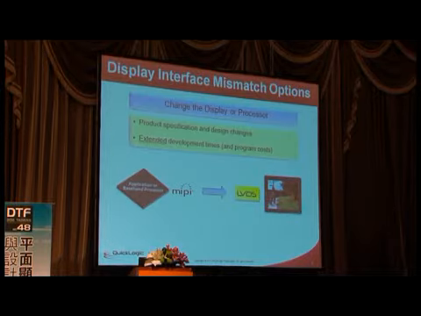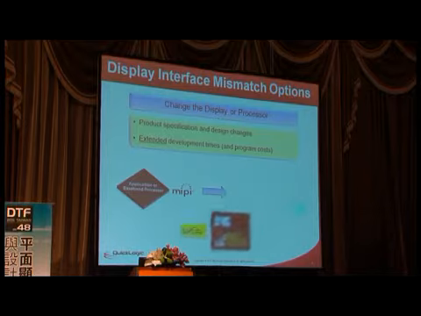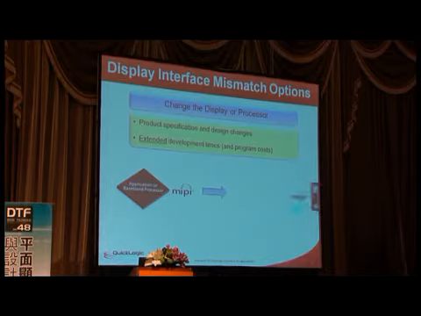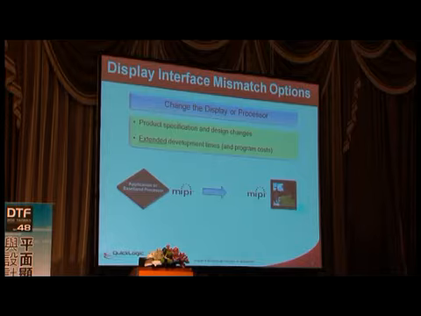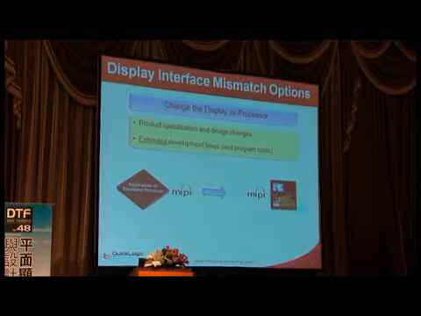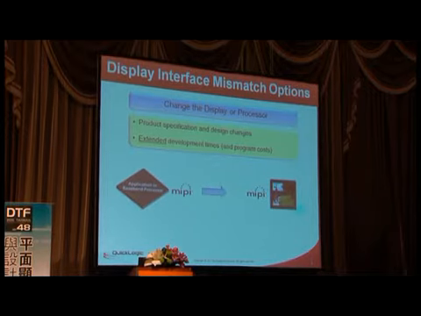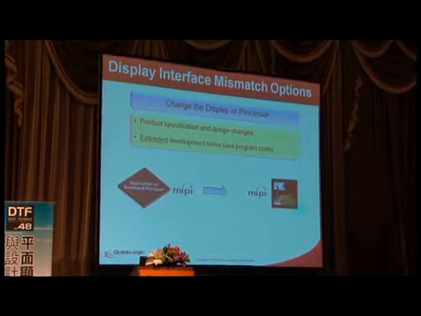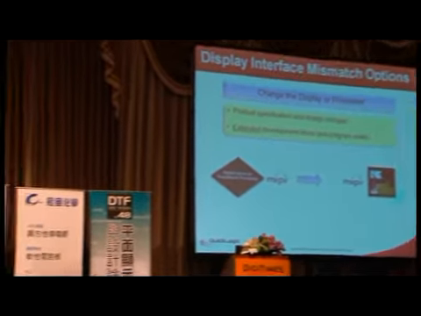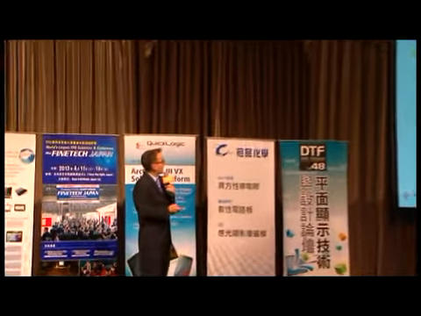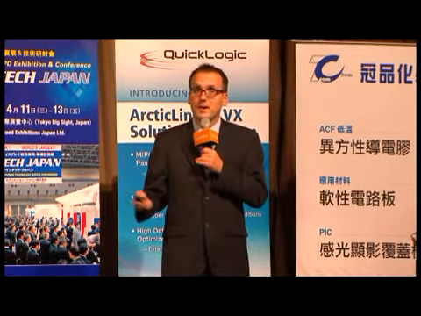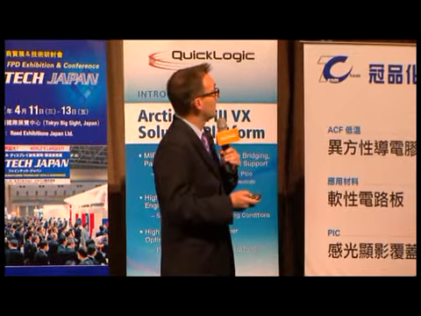So what does a system designer do to solve this problem? Well, the first thing they can do is change their display or their processor to one that has the same interface so they can talk to each other. The problem with that is you have product changes. If your display changes, maybe your resolution changes, maybe your display size changes, and that changes the specifications of your product, which can make it maybe not sellable. And when you change components, you obviously extend your development time and potentially your costs.